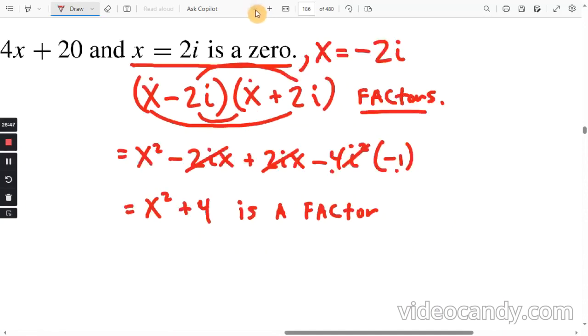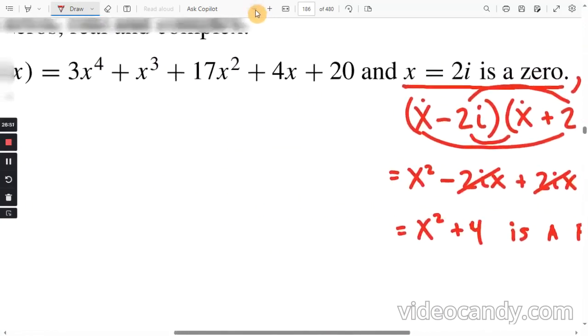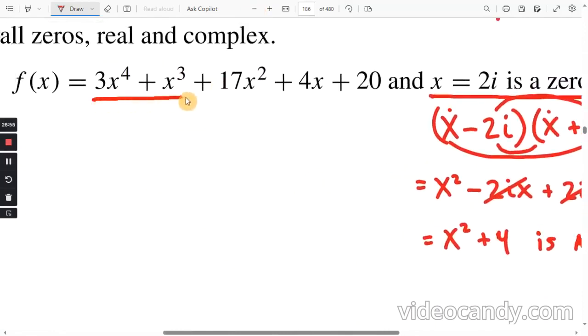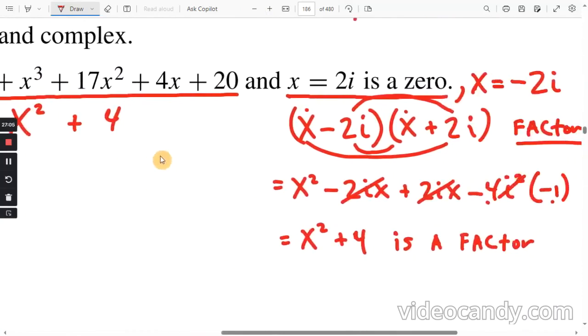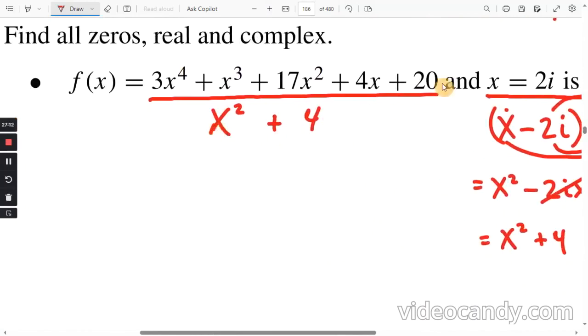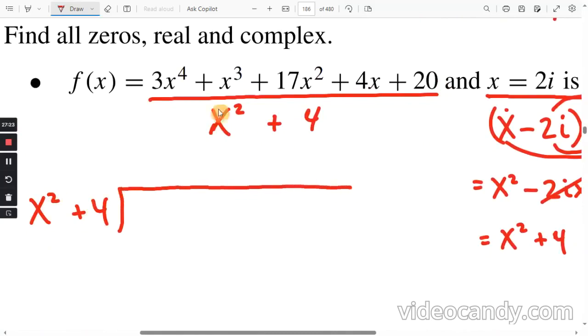All right, and since x squared plus 4 is a factor, what I am going to do is take this mess right here and divide it by x squared plus 4. Now, we can't use synthetic because this is x squared, not just x. We can't use synthetic, so I'm going to use long division on this mess right here. All right, so we're going to do x squared plus 4, and that is going to be divided into 3x to the 4th plus x to the 3rd plus 17x squared plus 4x plus 20.